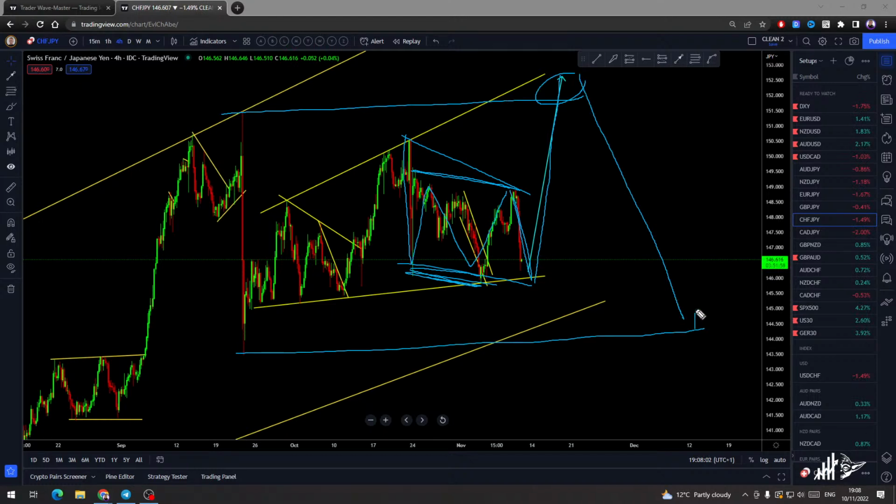Tagging this low and then another push to the upside. Okay, this is how I see that the market will move and behave in the next upcoming weeks. So these are the ranges where we will trade. You should be trading in these kinds of ranges.